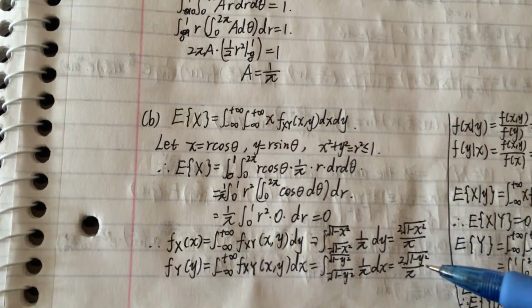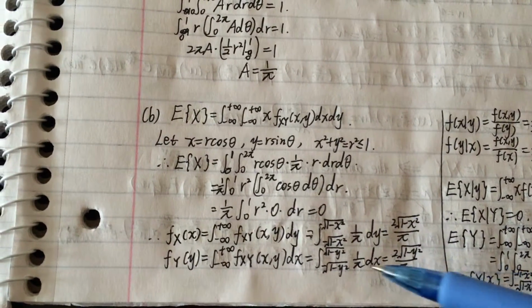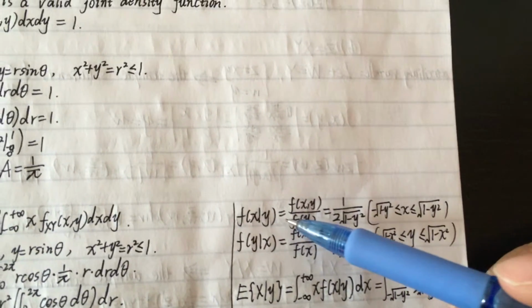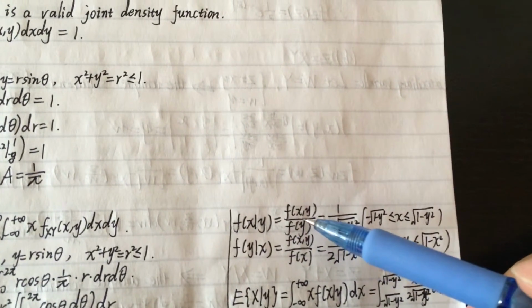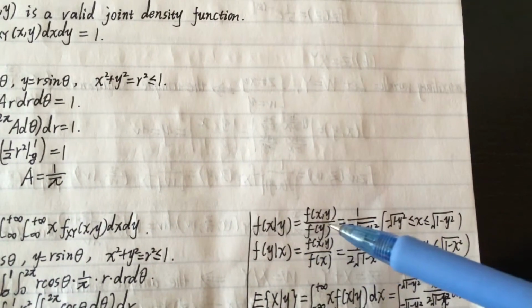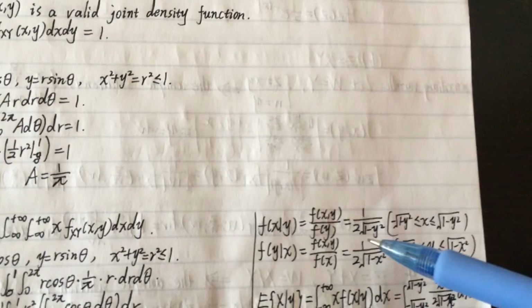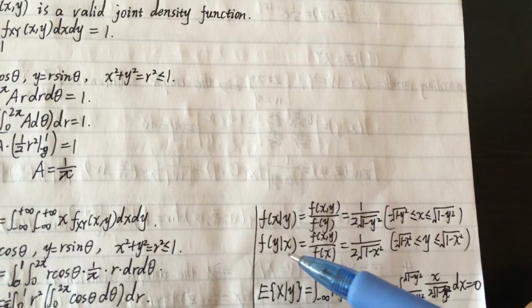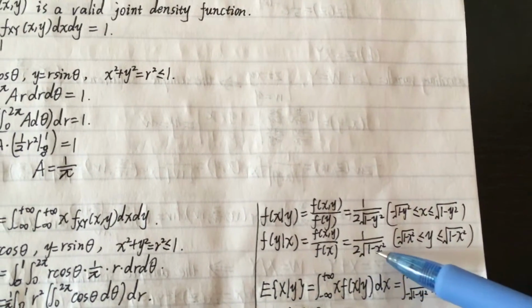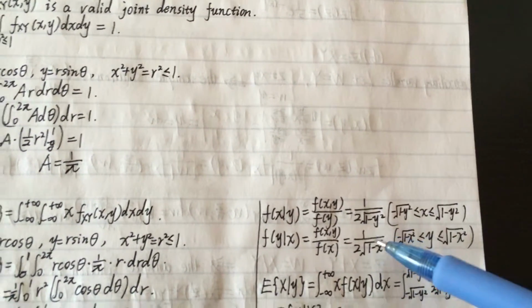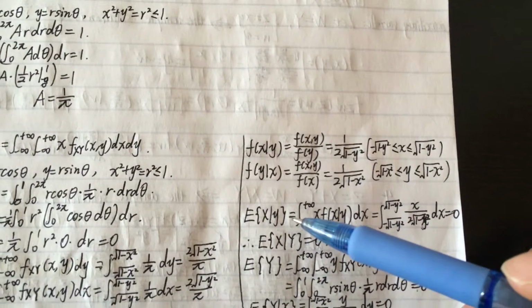And in the same way, the density function of y equals this result. So the density function of x assuming y equals the joint density function of xy over the density function of y. So we can get the result, and in the same way, the density function of y assuming x equals this result.